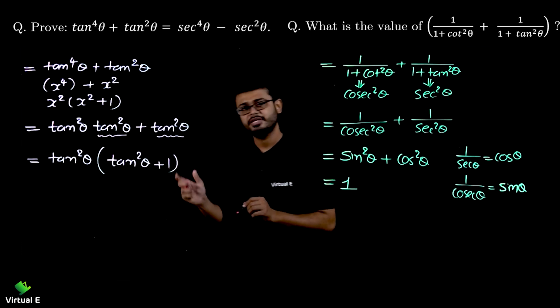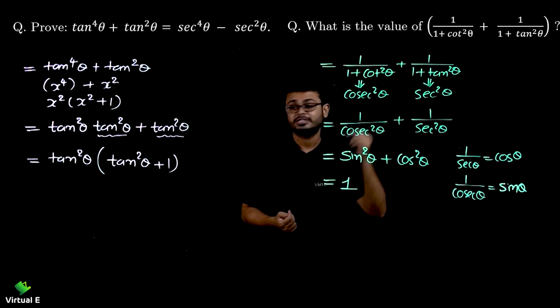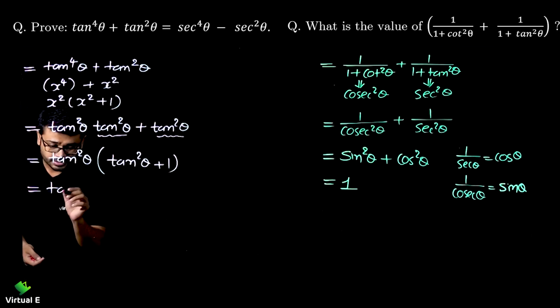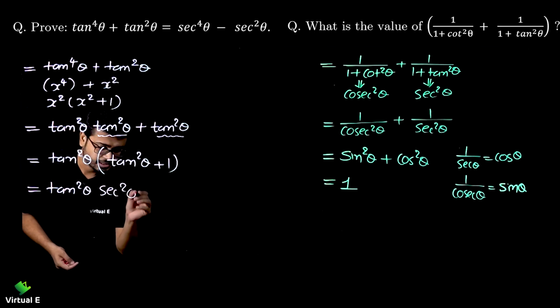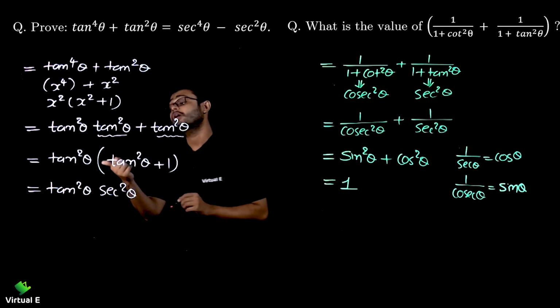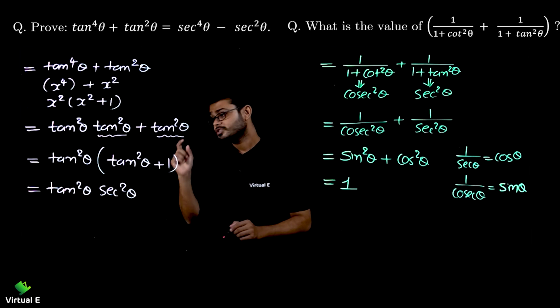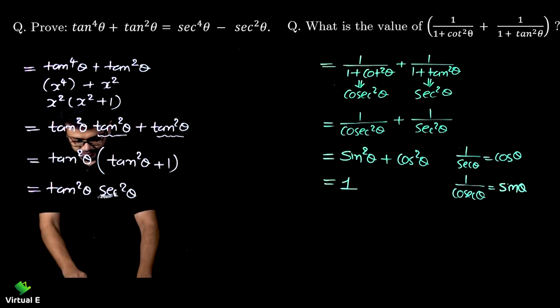Very important step it is. Now you know that tan square theta plus 1 is equal to what? Sec square theta? Yes. So let's replace it here, tan square theta and sec square theta. Now, but we don't want tan square theta in the answer. We only want sec, right? So let's use this identity in a different way. Okay, let me write the identity first.